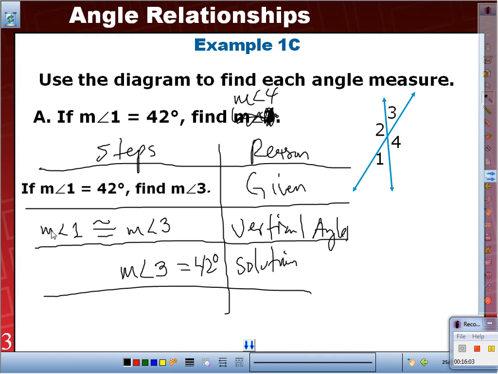Mia, help her out. Plus measurement of angle 4 equals 180. What would be the next row? Roman McGuire. We did measurement of angle 1 plus measurement of angle 4 is equal to 180. So what do you write for the next row? We have measurement of angle 1 plus measurement of angle 4 is equal to 180. So what would we write?